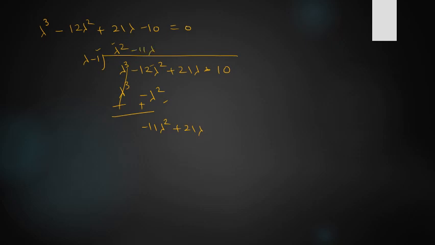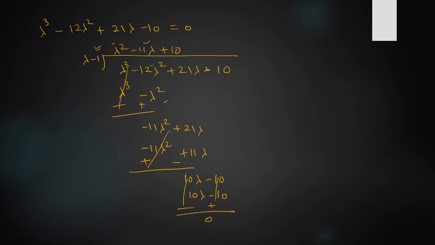Then you have got minus 11 lambda. So if you multiply this with this, plus 11 lambda, right? And then plus minus. So what we have got here is plus 21 lambda, and you are having minus 11. So this is plus 21. 21 minus 11 is 10 lambda minus 10. So you are having 10 lambda minus 10, right? So your factors are lambda minus 1, lambda square minus 11 lambda plus 10.